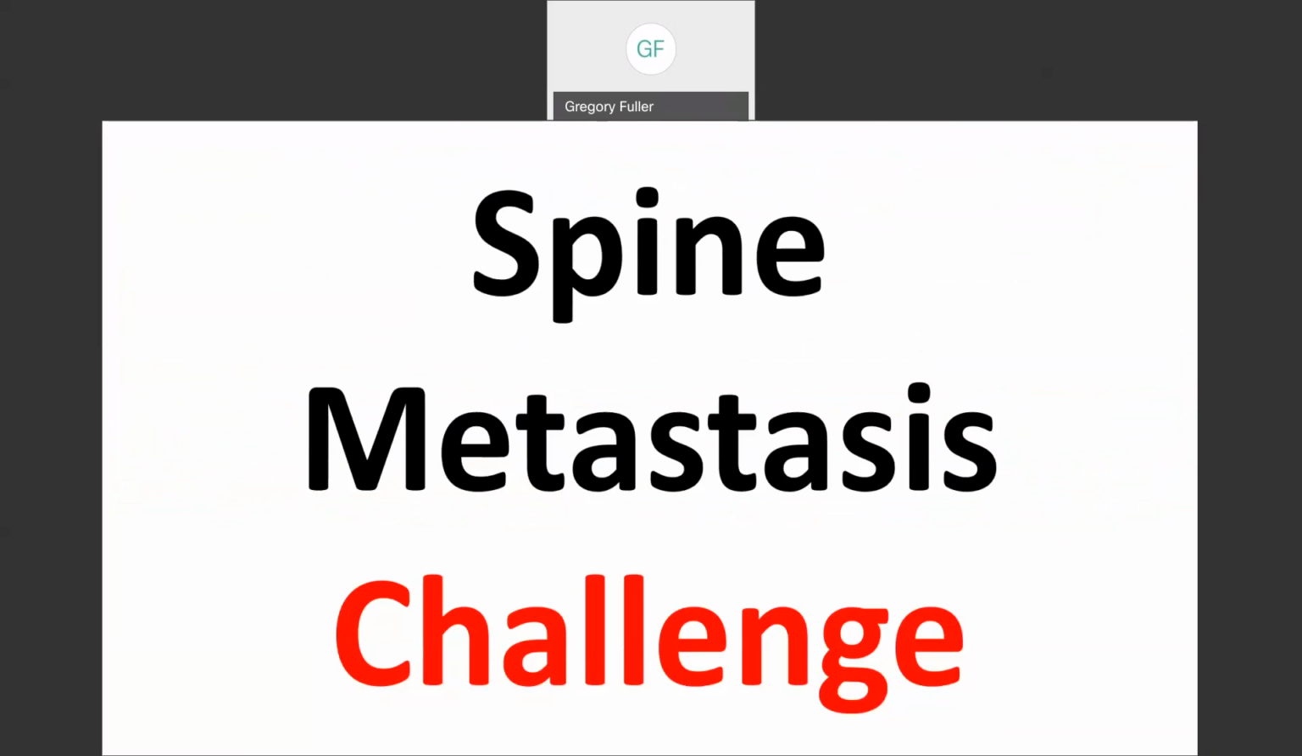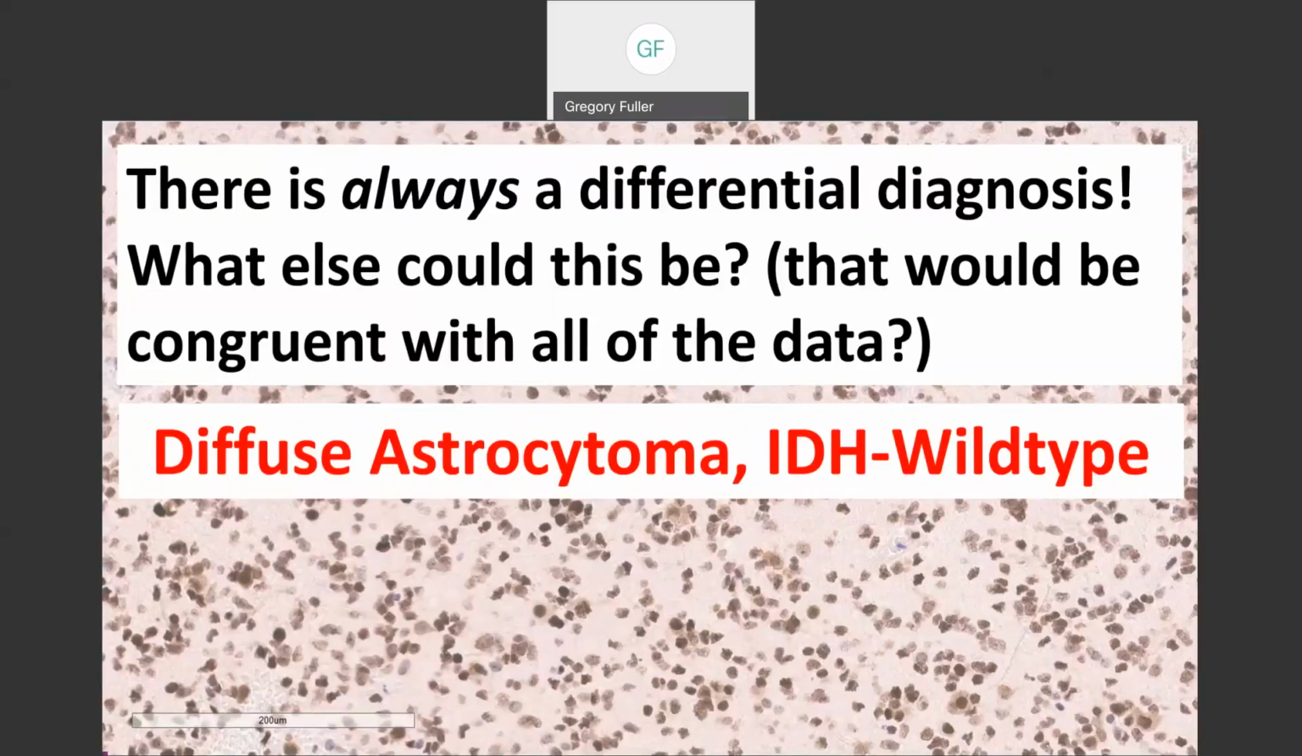Sorry, let's digest that for just a second. There's actually, I should have included one more. There's one more thing it could be. Now this is rarer. That's why it's second. Everyone capture that. It would fit. Now the diffuse astro IDH wild type will evolve rapidly to glioblastoma. That's what it would predict.